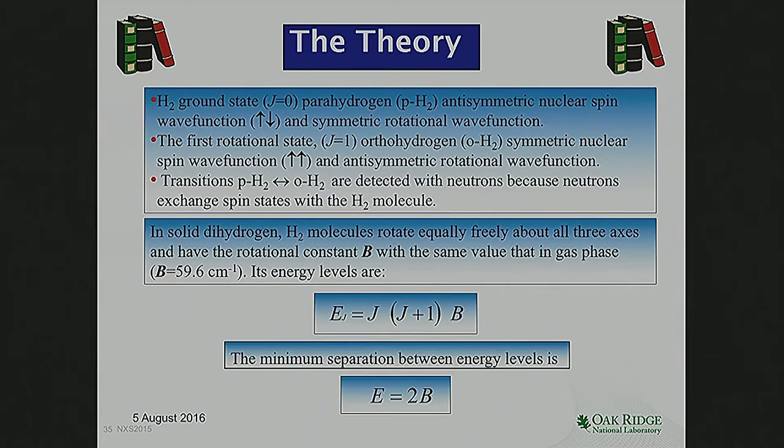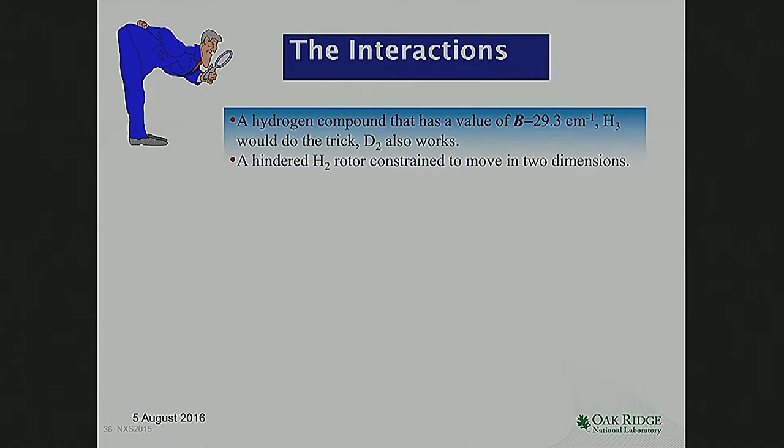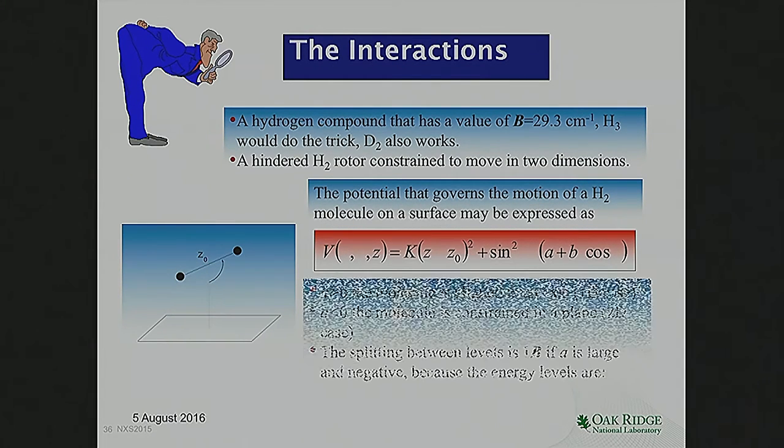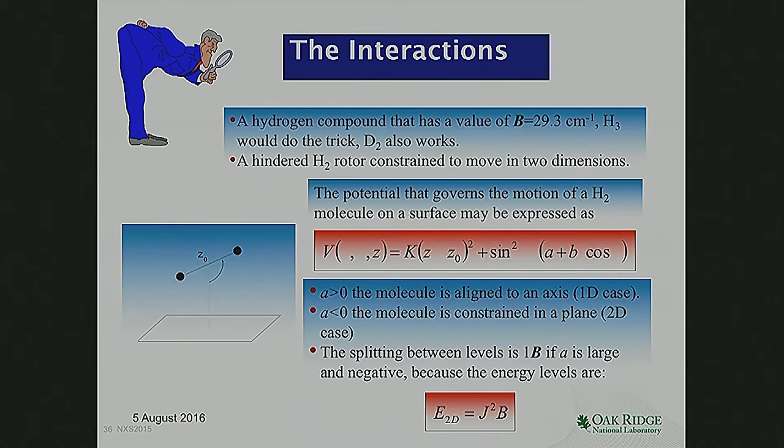So the transitions between parahydrogen and orthohydrogen are not allowed in principle in optical spectroscopies, but they are allowed with neutrons, and they have very different cross sections. In solid hydrogen, the molecules rotate with an energy of the order of 118 wave numbers, 14.7 milli electron volts, and you get a sharp line there.